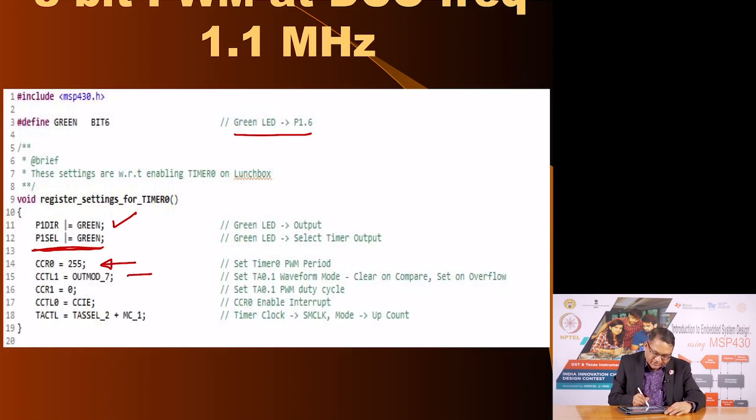We are choosing mode 7, output mode is mode 7. The value in the CCR1 register is initially set to 0, which means initially the duty cycle will be 0, and an interrupt is enabled, so that after every one period of the PWM signal, you will have an opportunity to either change the value of CCR1 or CCR0 if you like. So, we have enabled the interrupts, and we are using the timer clock, getting the timer clock from SMCLK, and the mode is up mode.